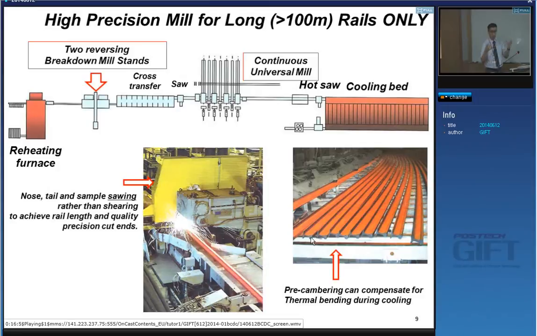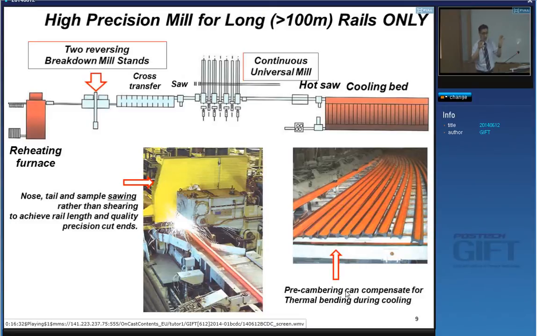Sometimes this distortion is partially compensated by pre-bending the rails in the other direction. So if they tend to go this way from thermal distortion, they're bent in this direction before you start the cooling.